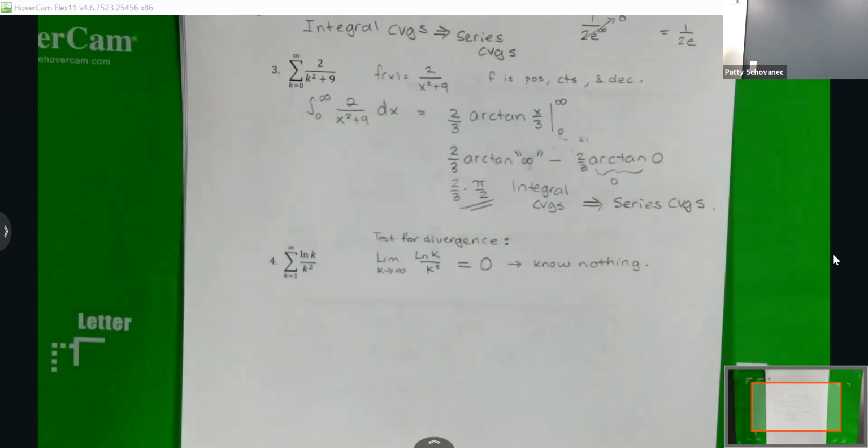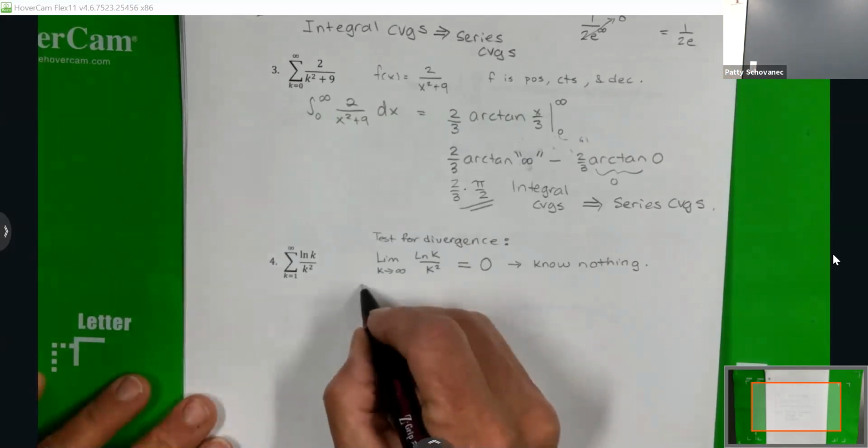And so it's not geometric, so I can't try that. It's not telescoping because there are no minus signs anywhere. There aren't any terms that add each other out. So the only other test that we have to this point is the integral test. So we're going to try to integrate the function f of x is the natural log of x over x squared.